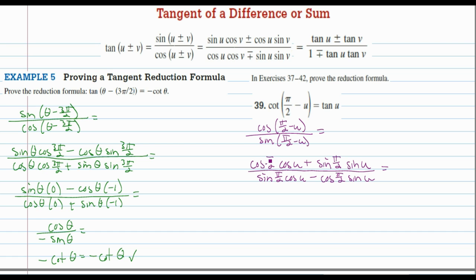Okay, so now the cosine of pi over 2 is 0 times the cosine of u plus the sine of pi over 2 is 1 times the sine of u, all over the sine of pi over 2, 1 times the cosine of u minus cosine of pi over 2, 0 times the sine of u. So in the numerator I have the sine of u, in the denominator I have cosine of u, so that will be the tangent of u.